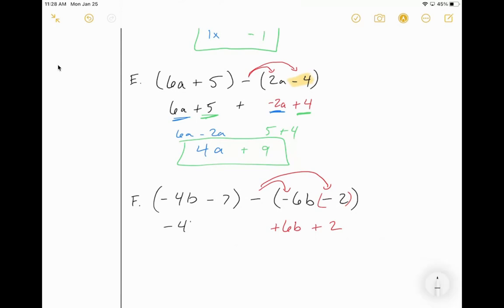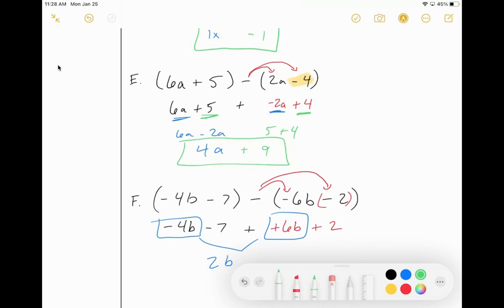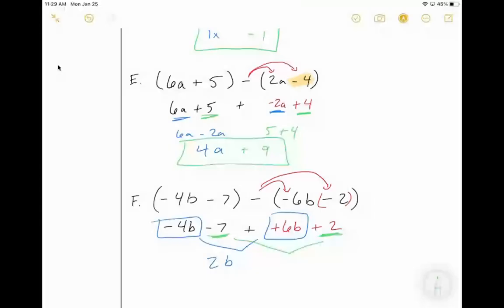Okay, negative 4b minus 7 plus 6b plus 2. Okay, here we go. Negative 4b and a positive 6b, those together make 2b. And negative 7 and a positive 2 make a negative 5. That, or 2b plus a negative 5. I would accept either. Good job.